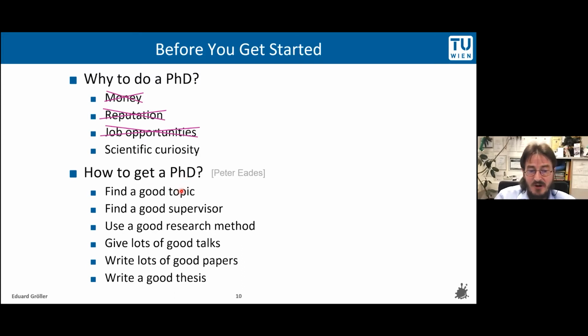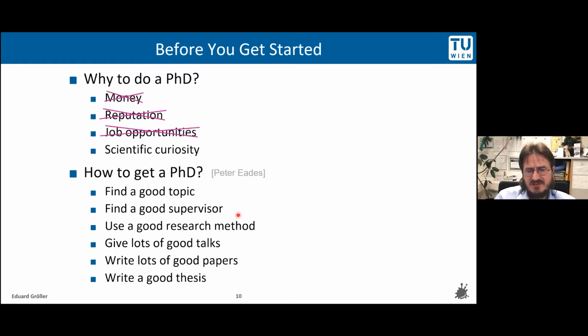You should find a good topic. It should be engaging to you, and it should be possible to find new research results. Likewise, it's essential that you find a good supervisor. And then you should use good research methods. And what is really important, you should give lots of good talks.